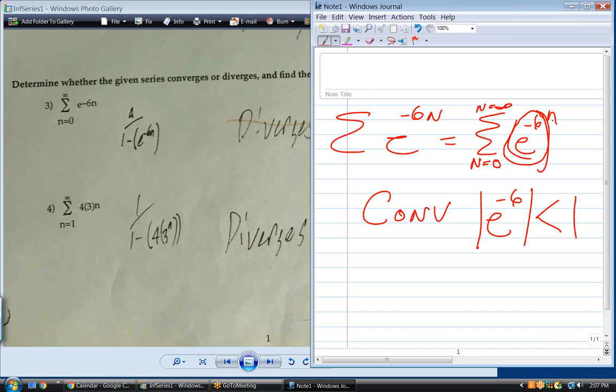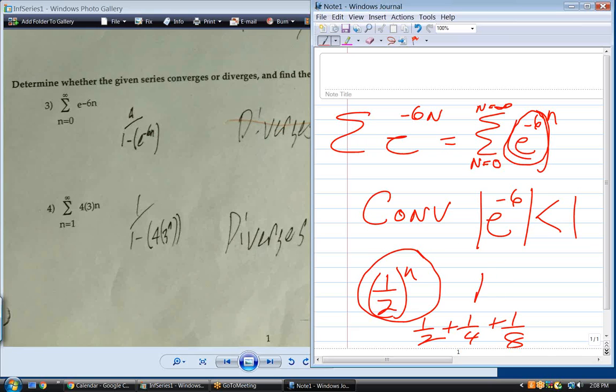Because when you start taking numbers less than 1 to an exponent, they get smaller. In other words, if I have 1/2 to the n, well, the first term there is 1/2, the next term is 1/4, the next term is 1/8, and so forth. And this is a convergent series because it is a geometric series where the absolute value of r is less than 1. As long as the absolute value of r is less than 1, you have a convergent series. Okay?